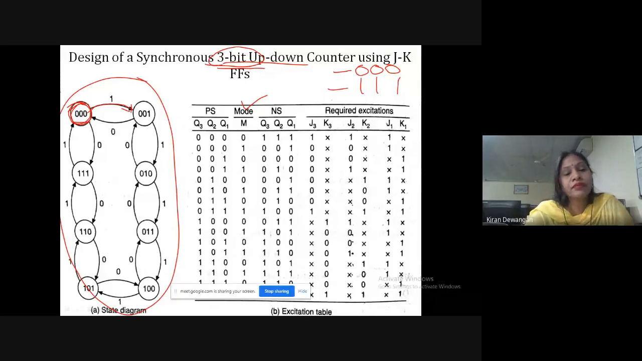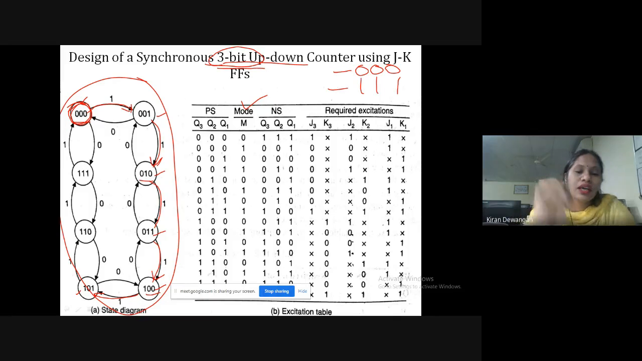So what I've said right now, for up counting, the mode is 1. So it starts with 0, 0, 0 and it goes to 0, 0, 1. And again, up counting from 0, 0, 1 to 0, 1, 0. That is from 0, 0, 0 to 0, 0, 1. And the next is 0, 1, 0. And the next is 0, 1, 1. This is state 1. This is state 0. This is state 2. State 3. Again, the mode is 1. 1, 0, 0. State 4. This is state 5. It goes from 4 to 5 when mode is 1.